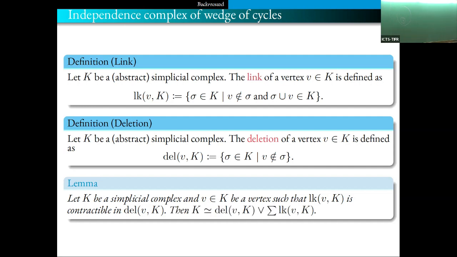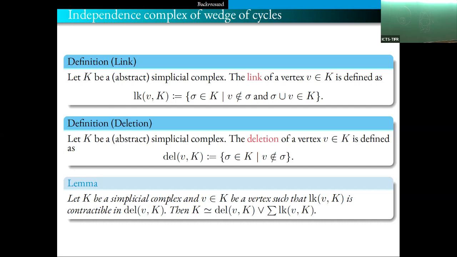And this says that K is the same as the deletion wedge the suspension of the link. So what is suspension? I'll just take one minute. If you have any X, then the suspension is you consider X cross the interval, and you collapse this end and this end. So you will get a picture like a double cone. This is the suspension of X. So you take the suspension of the link and the deletion and take the wedge.